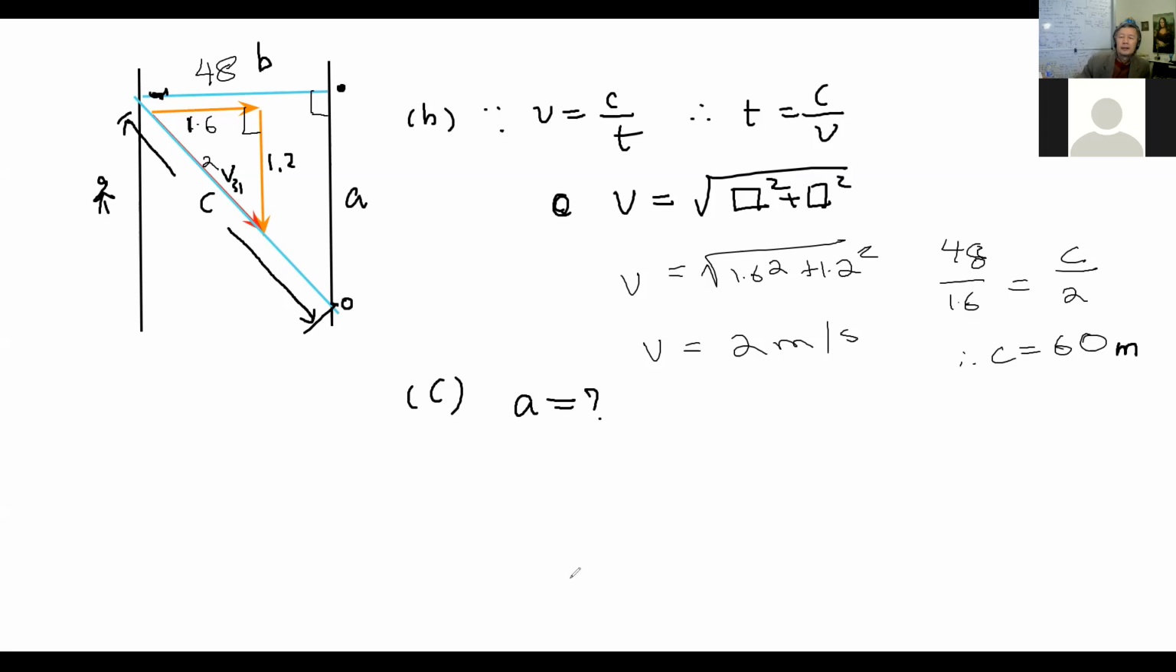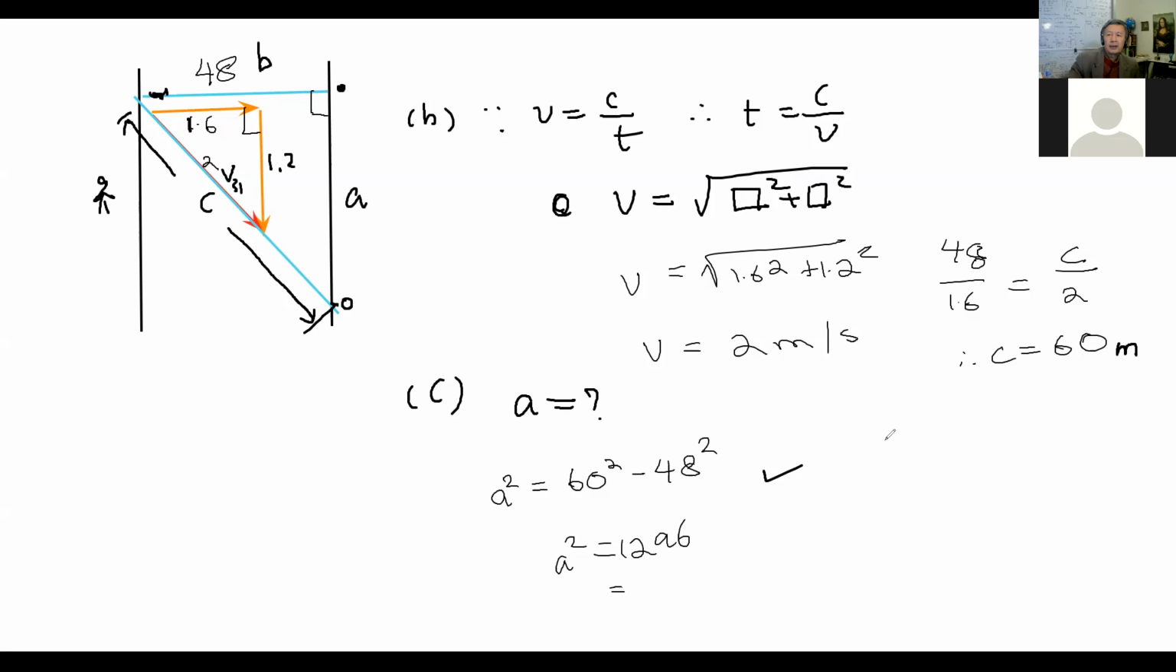So what is A? Well, A squared equals 60 squared minus 48 squared. Yeah, that's right. Simple. Any other question? We only solved two questions today. Take the square root. The number is insignificant, the number is not important. What is important is that you have to remember this.